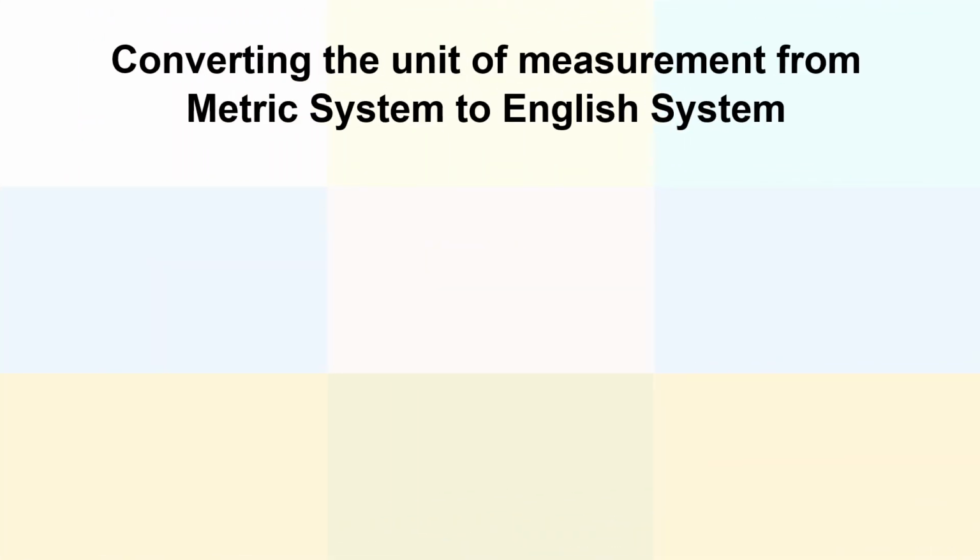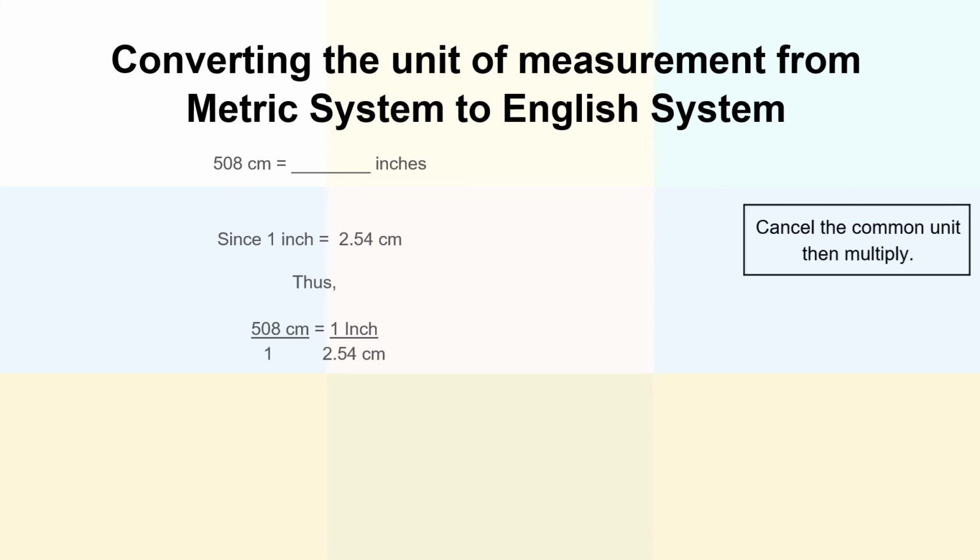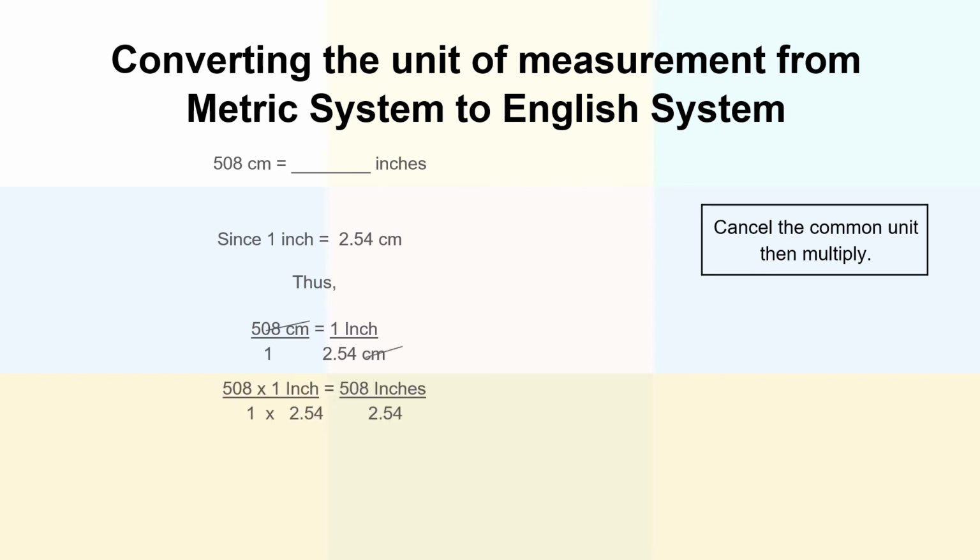Now, we convert the unit of measurement from metric system to English system. Example, 508 centimeters, how many inches? Since 1 inch is equal to 2.54 centimeters, 508 centimeters over 1 is equal to 1 inch over 2.54 centimeters. We cancel the common unit and then we multiply. Cancel the centimeter and centimeter. 508 times 1 inch is equal to 508 inches, and 1 times 2.54 is 2.54.